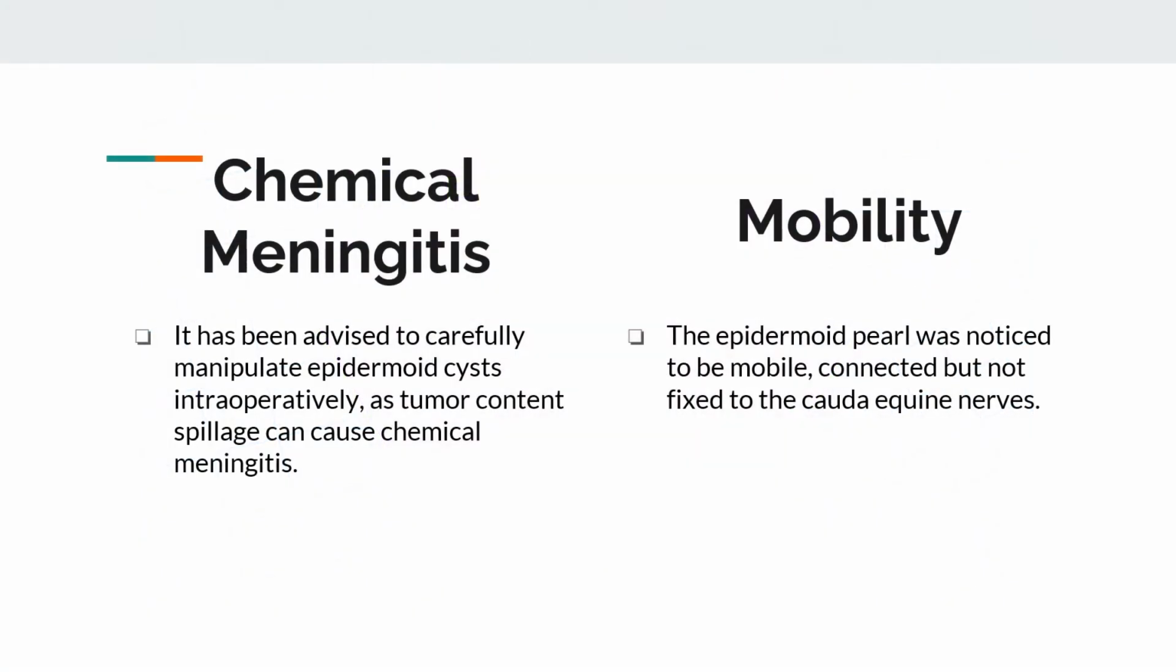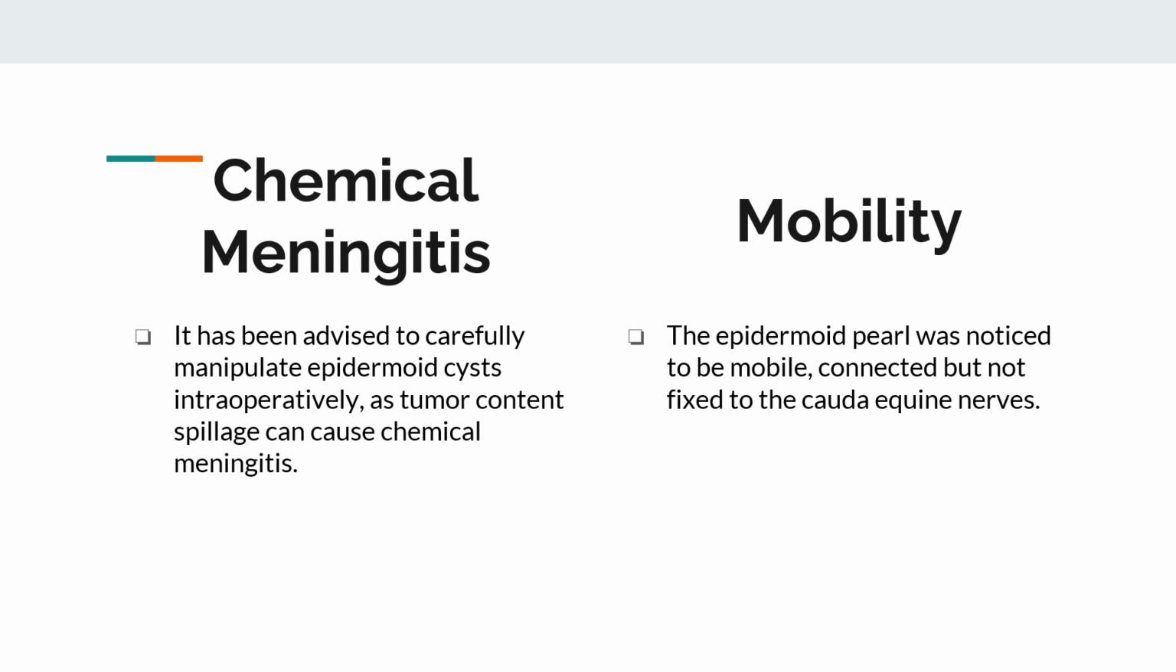It has been advised to carefully manipulate epidermoid cysts intraoperatively, as tumor content spillage can cause chemical meningitis. Chemical meningitis might correlate with our patient, who did not have any prior symptoms before she was symptomatic, as well as an MRI that did not demonstrate any significant central stenosis or encasement of her cauda equina that could explain her semiology. Hence, we postulated that this tumor had spontaneously leaked into the subarachnoid space, causing a local inflammatory reaction responsible for the acute low back and radicular pain in our patient.